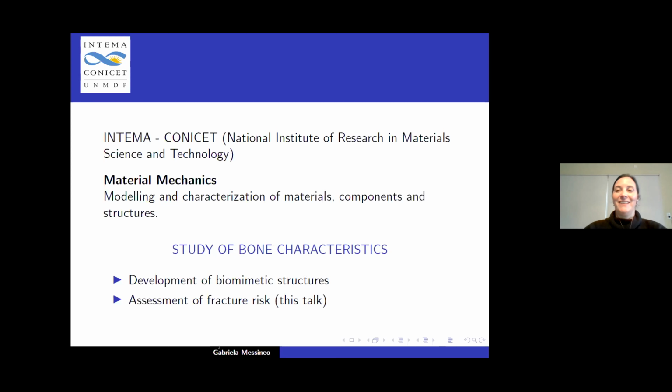Our main interest in our group is modeling and characterization of material components and structures. In particular, we've been working in bone characterization with 2 aspects in mind: the development of biomimetic structures or scaffolds to serve as support for bone regeneration, and the assessment of fracture risk caused by bone deterioration, which is a consequence of bone diseases such as osteoporosis. This last one is the issue of this talk.